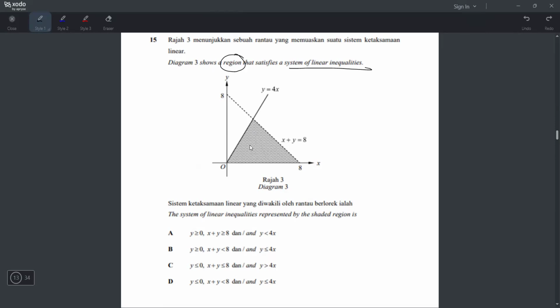Okay, let's talk about inequality. So can you tell me this line, later you have to write this line, do you have to write smaller or bigger?